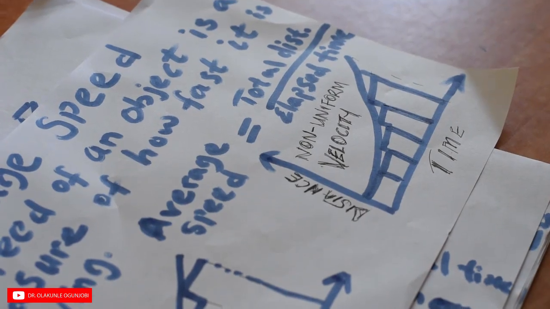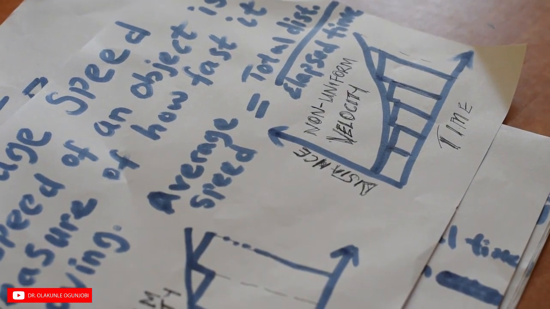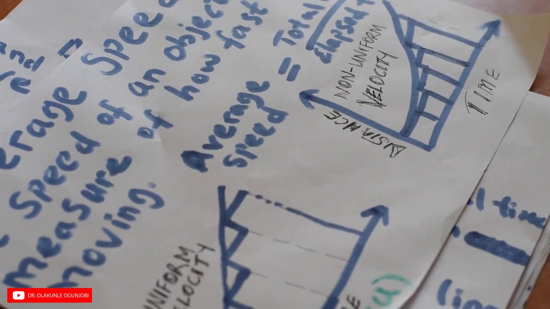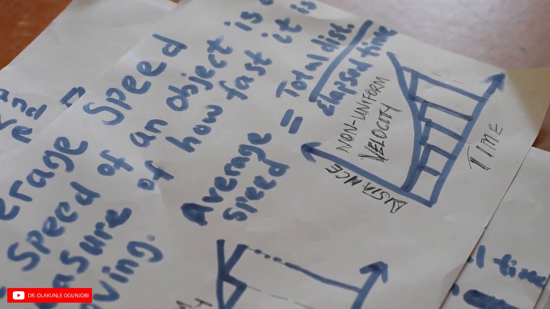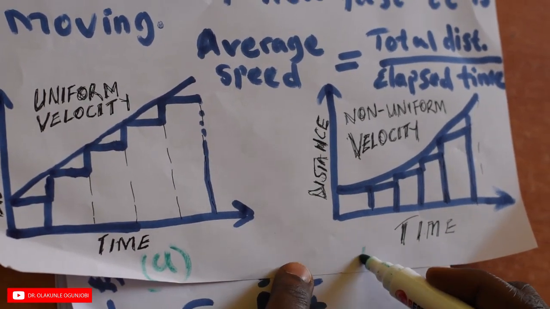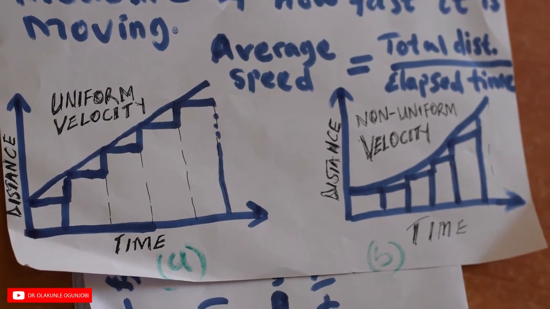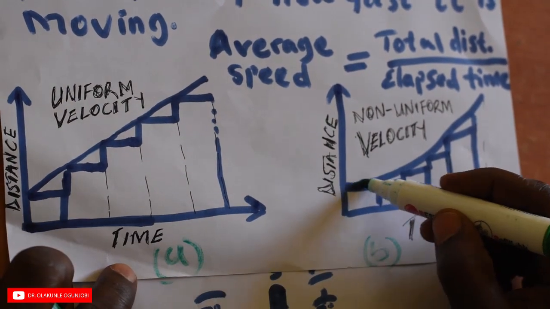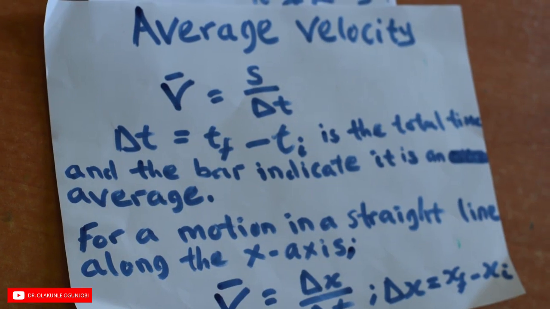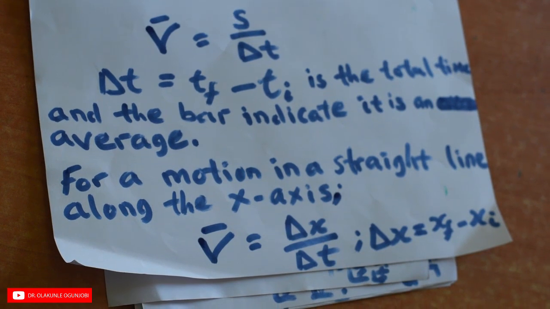We can also look at the non-uniform case, where the distance traveled after a given time keeps on increasing. If it keeps increasing after a given time, the object's speed is said to be non-uniform. So for the graph of distance traveled against elapsed time, you can take this one as B. The graph of distance traveled against elapsed time is a parabola. Coming from the perspective of average speed, the average velocity in a given direction is the total displacement.